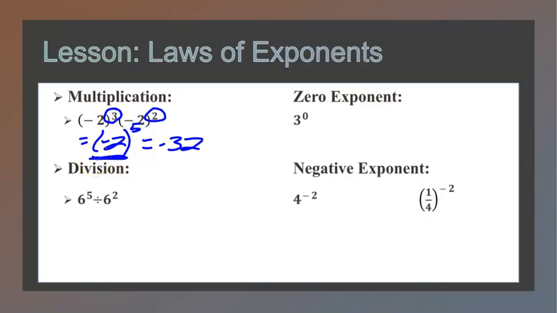With division, the bases are the same, so I take the exponents and subtract them, so 5 minus 2 would give us 6 to the 3rd power. The zero exponent: anything with a base other than 0 raised to the 0 power is just going to be 1. And negative exponents: if I have 4 to the negative 2nd power, the reciprocal of 4 is 1 over 4, and the exponent is now positive, so 1/4 to the 2nd power. And then if 1/4 is the base, the reciprocal of 1/4 is 4, and then I square it with a positive 2.